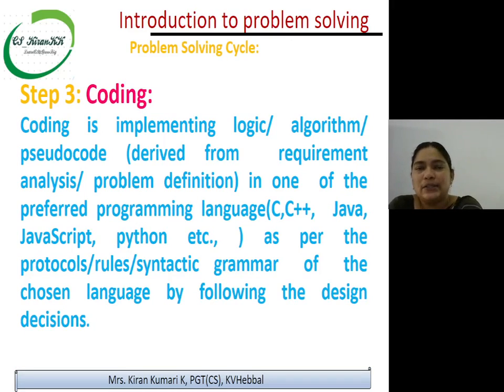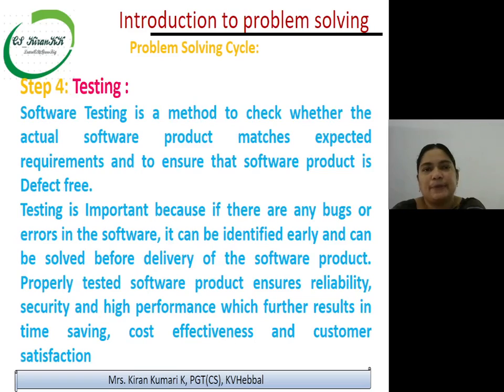After that, once all the steps are noted, we come to the point of implementation, actual coding. Right, coding is implementing whatever the logic, the algorithm, the pseudocode, the flowchart, or the problem definition you have already analyzed. Then we write it in one of the preferred programming languages: C, C++, Java, JavaScript, Python, etc. So as per the protocols, rules or syntactic grammar of the chosen language, following the decisions taken in design. Next, once the coding is done, then what are we supposed to do?